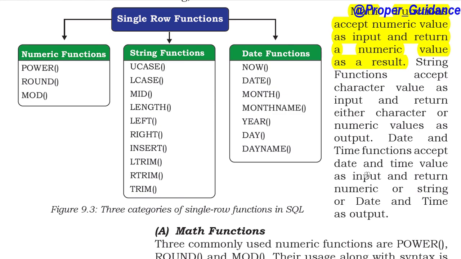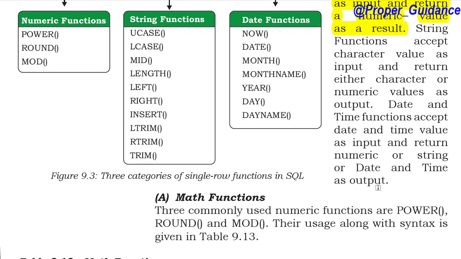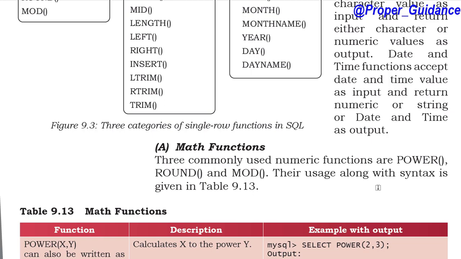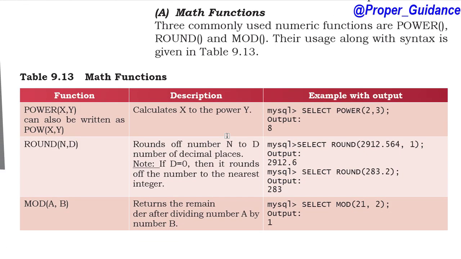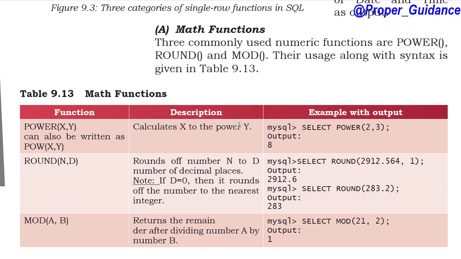Date and time functions accept date and time values as input and return numeric, string, or date and time values as output. Math functions: here is a table for us to understand math functions clearly. These are three commonly used numeric functions: power, round and mod. Their usage along with syntax is given below.